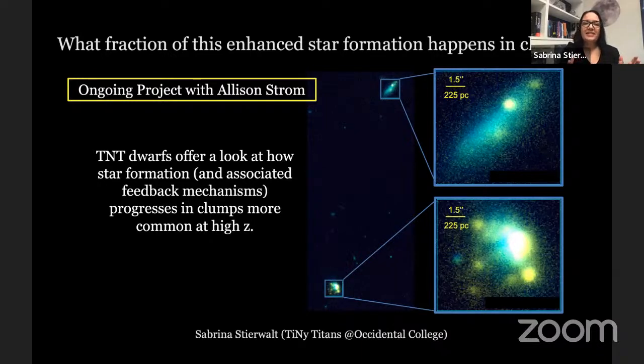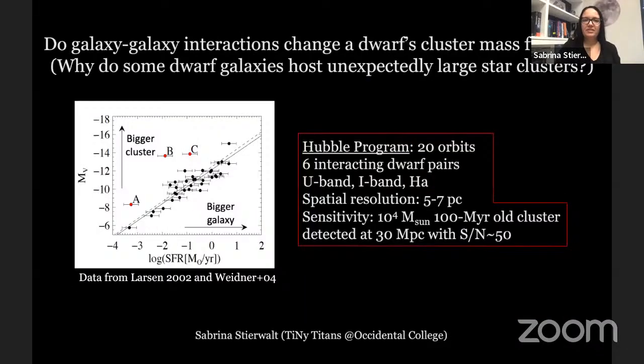Another question we're asking is, so we have enhanced star formation. What fraction of that happens in clumps versus more spread out? Because we think in the early universe, high redshift galaxies were super clumpy. We also think they were low metallicity and merging, which is what Tiny Titans is. We have a low metallicity merging environment. So we're trying to understand how feedback occurs in this clumpy star formation regime, so that we can maybe make comments on what's going on at high redshift.